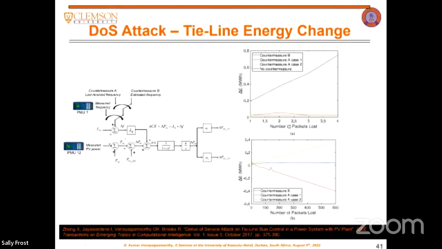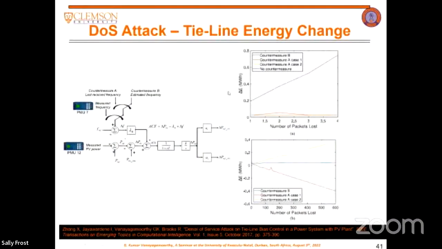So what I'm showing you here is the amount of energy change as a result of the attack, in this case, the tie line flow. The tie line bias control is supposed to maintain a certain power transfer from one area to the other. So this is the deviation of the power transfer agreed to, delta E in megawatt hours. And this shows the number of packets lost: 1 packet, 4 packets, a very short interval. You can see with no countermeasure it just starts growing. With all these different countermeasures, it's almost like still okay.